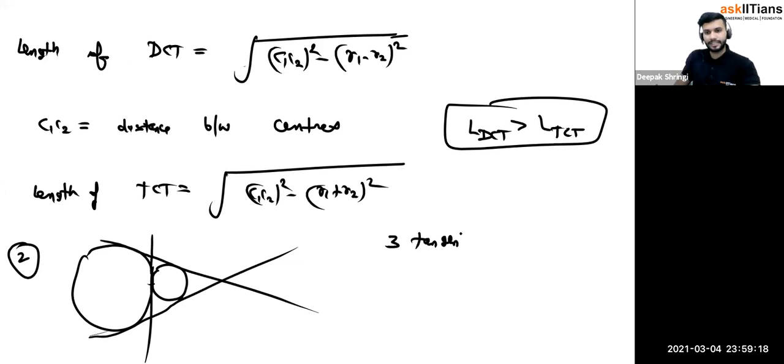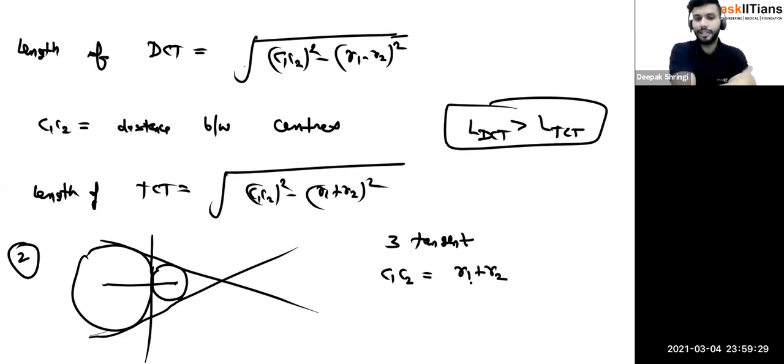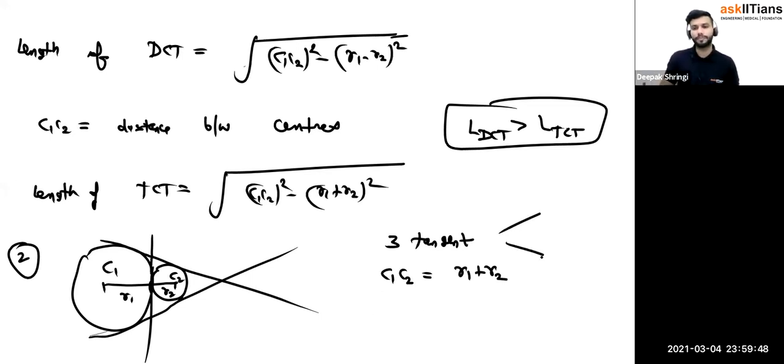Now when the three tangent case arrives, pay attention, this is important. The distance between their centers is the same as the sum of the radii, right? When I'm writing C1C2, that means the distance between their centers. So over here in the figure, you can see that the distance between the centers is the same as the sum of the radii. This is C1, this is C2. From here to here it is R1, and from here to here it is R2. So C1C2 is the same as R1 plus R2, right? So we have three tangents in that case. Out of these three tangents, two tangents are DCT, and one is TCT, right, everyone? And for the length, you can use the formulas that I already told you. That's about the second case.